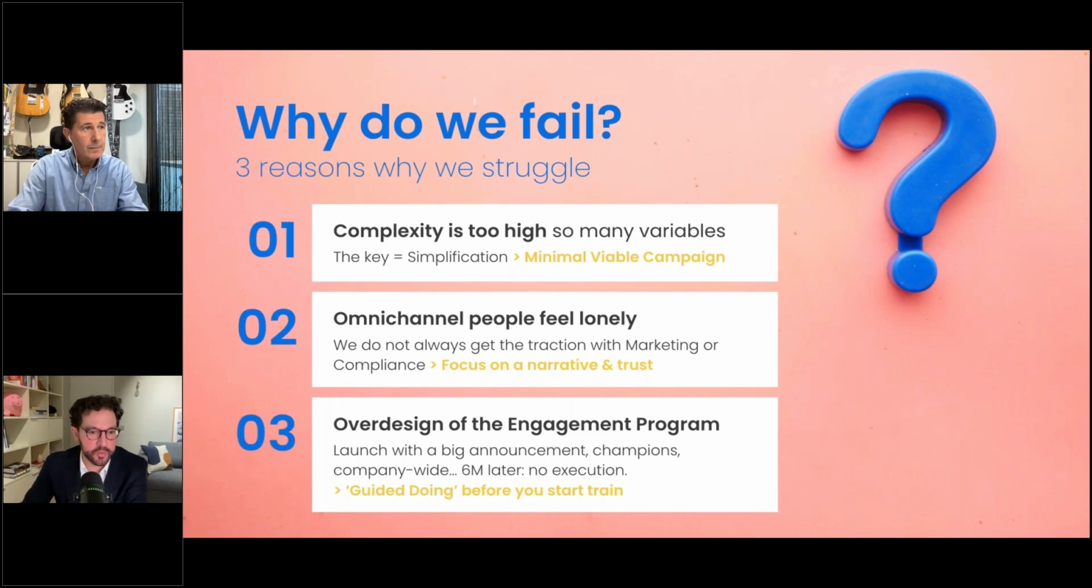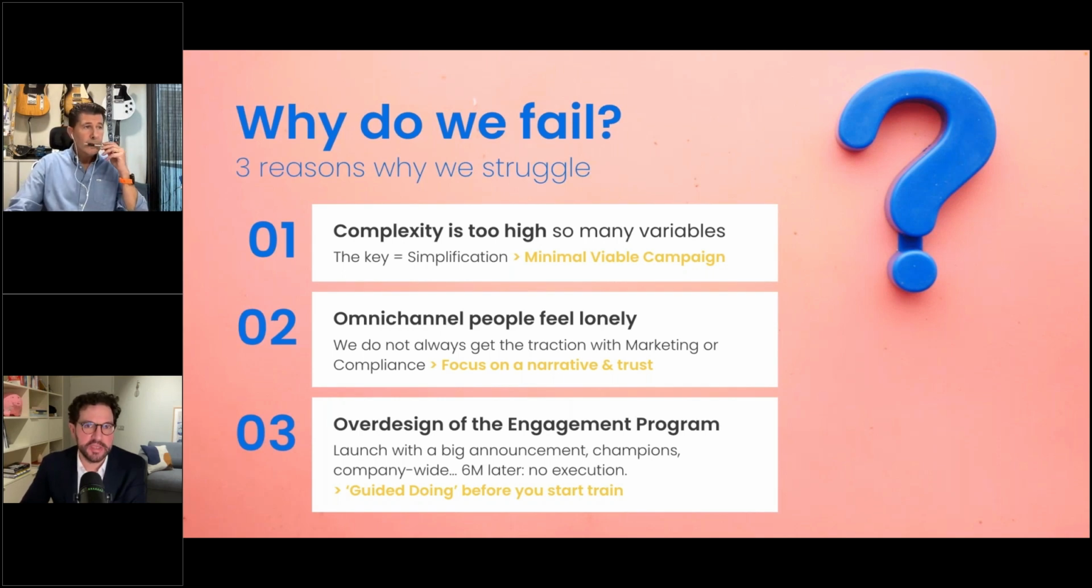And then the third challenge we have is over-designing of the engagement program. A lot of companies launch a massive omni-channel program. They build a big communication, they do a huge kickoff, they have some champions, and they train people. And this means there's a lot of conversation, a lot of organizing. We talk about governance first, and 6 months later, there's mostly a VP that says, okay guys, we have all of this noise, but what did we actually do? Did we move the needle?